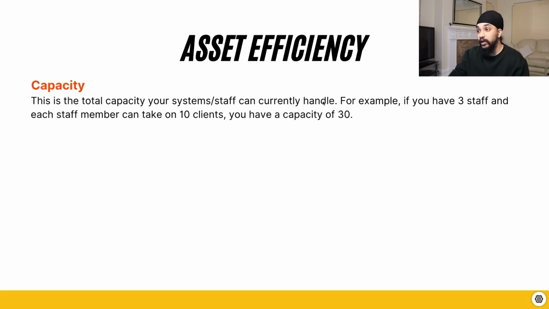Now, the first thing that we're going to look at in asset efficiency is capacity. This is the total number of people or total number of customers your staff or systems can actually handle, okay? So for example, if I have 3 staff and each member of staff can take on 10 coaching clients, I have a capacity of 30, yeah? Really simple, but it's important to know these numbers, okay?